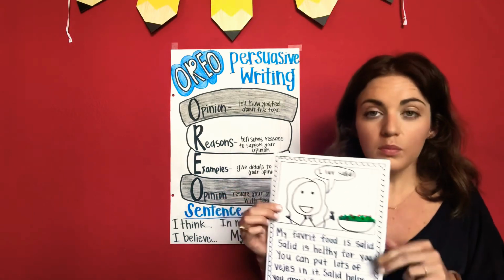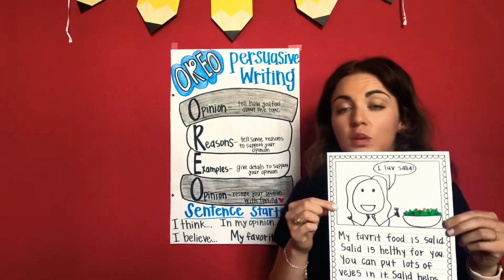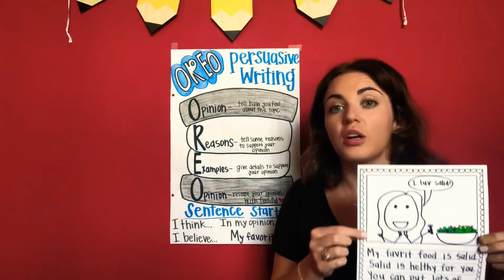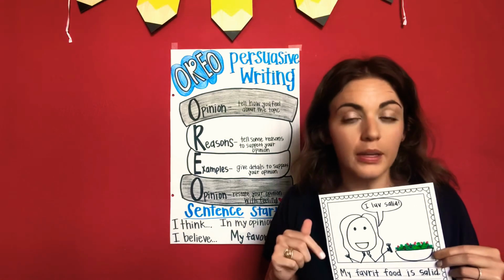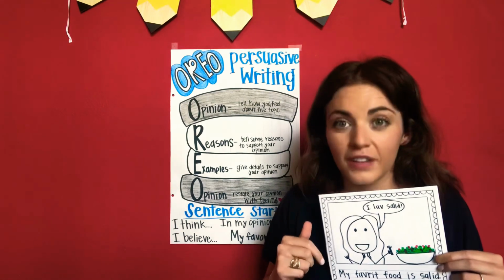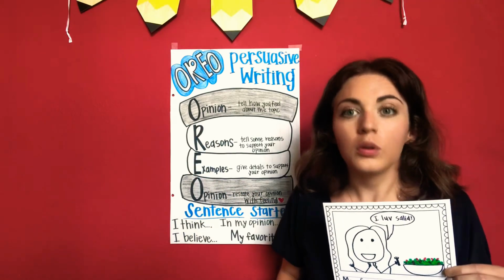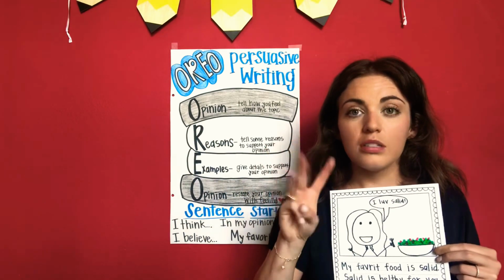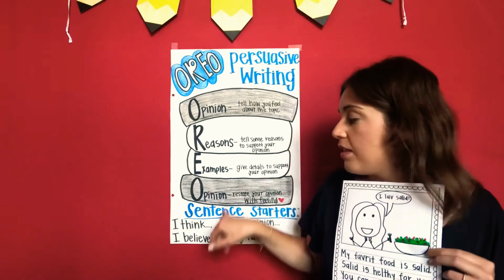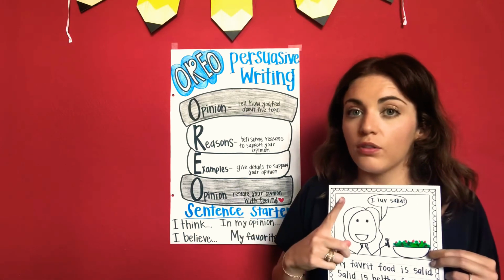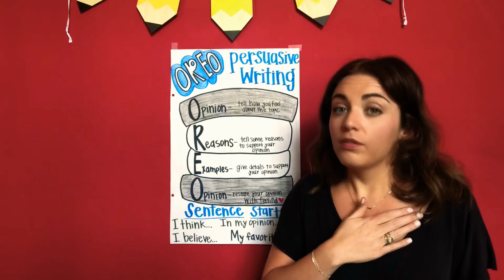So hopefully today, when you're doing your persuasive paper about your favorite food, about your what? Your favorite food, you can use the Oreo to help you. Don't forget to have 3 reasons why it's your favorite food, and then at the end, tell me again that it's your favorite food, and then tell me with feeling, okay?